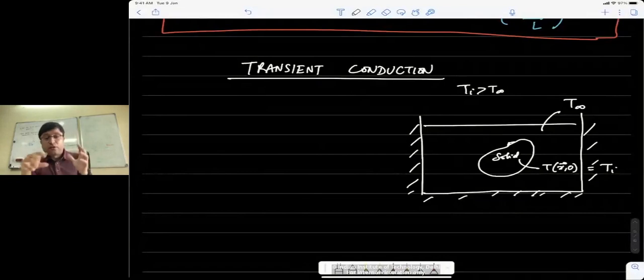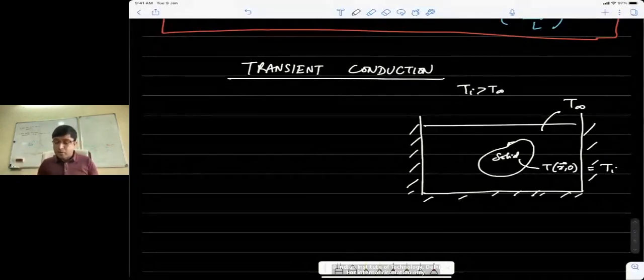So if you go back to that example, if I say that you have a hot metal and you suddenly dip it into, let's say, water, and now you're quenching it, you're cooling it down. So I want to now know at what rate heat is being removed from that material in, let's say, the quenching process.